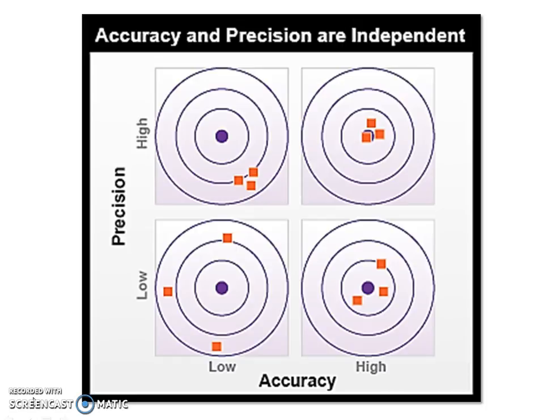The other alternative is the lower left quadrant, where they're both low accuracy and low precision. Here we see the red dots spread wide apart around the target, and they neither agree with each other nor are they close to the true value, the center of the target.